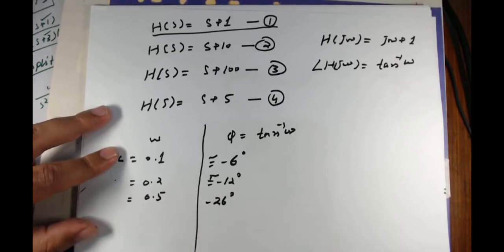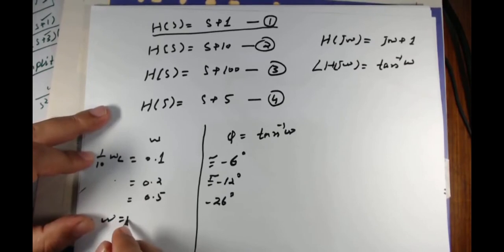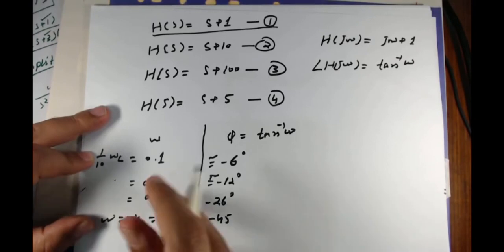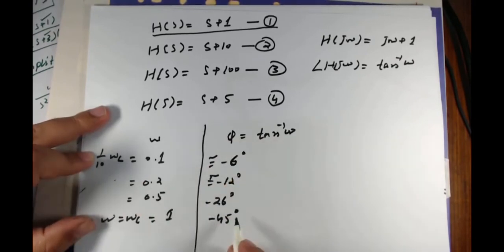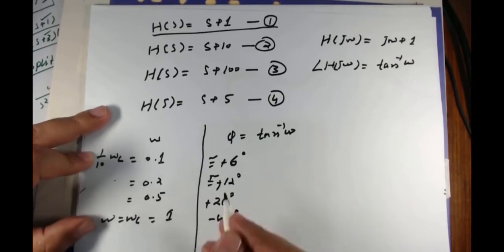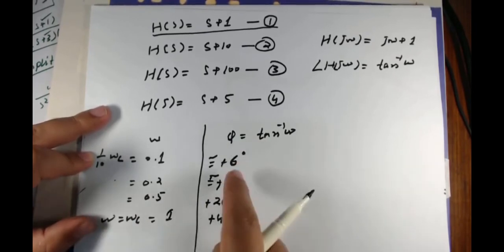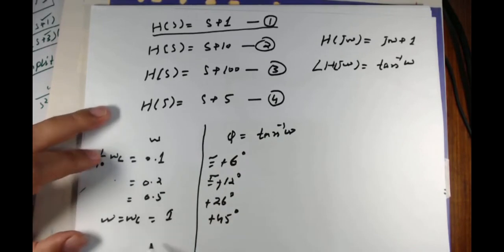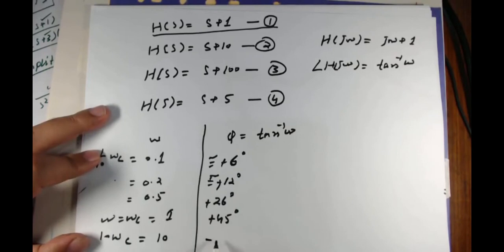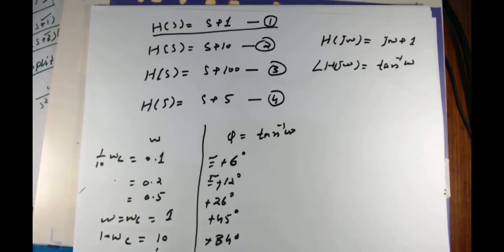We are not interested in this frequency. When omega is equal to omega c, which is 1, this is 45 degrees. You just need to put these values over here and you will find these phase angles. And this is plus, not minus, because this is plus tan inverse, and you know where the minus sign came from in simple poles. Now 10 times omega c, this is 10, so tan inverse of 10 is 84 degrees. You can go on increasing these values, and at the end this will reach 90 degrees when you increase omega till infinity.